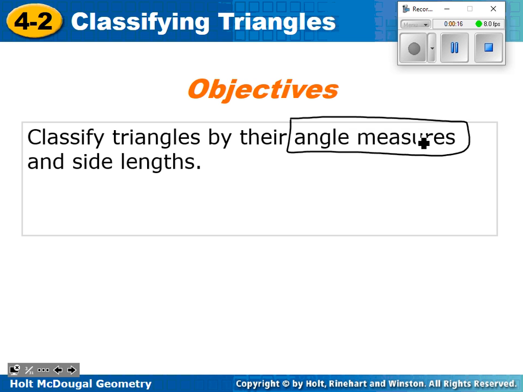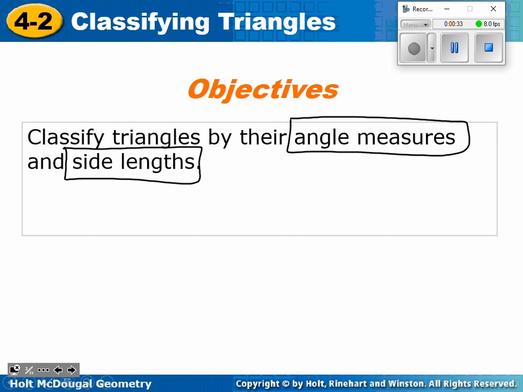If it's angle measures, it's going to have a name. If it's side lengths, it's going to have a name. If they say classify it by side lengths and you give me an angle measure name, you won't get credit. So make sure that you're reading your directions really carefully. That's the thing I notice often students make a mistake with.